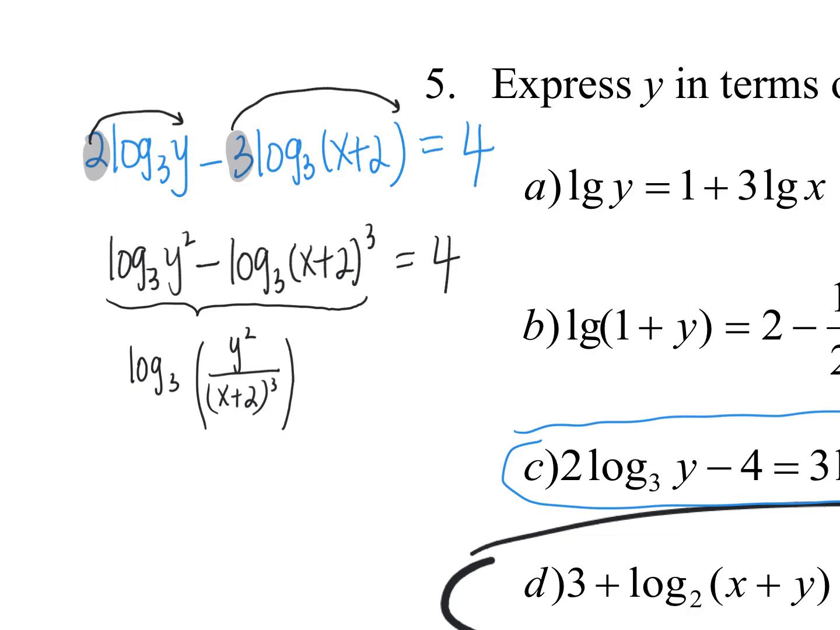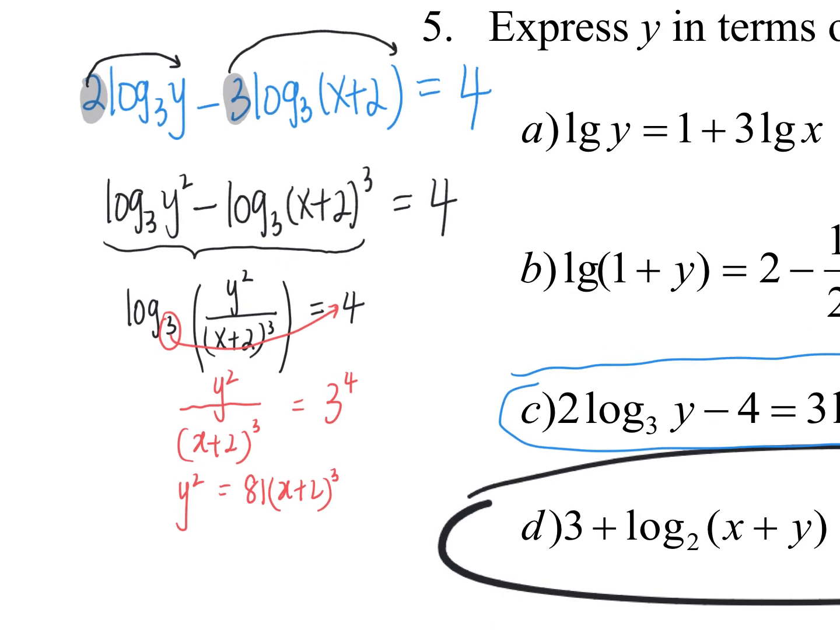Okay? Then it's 4. So how to get rid of the log? Push. So push this upward. So this is 3 to the power of 4. Then the log disappears. The rest is just algebra. Okay? So y square will be 3 to the power of 4, which is what? 81. Okay, 81 times (x plus 2) cubed.